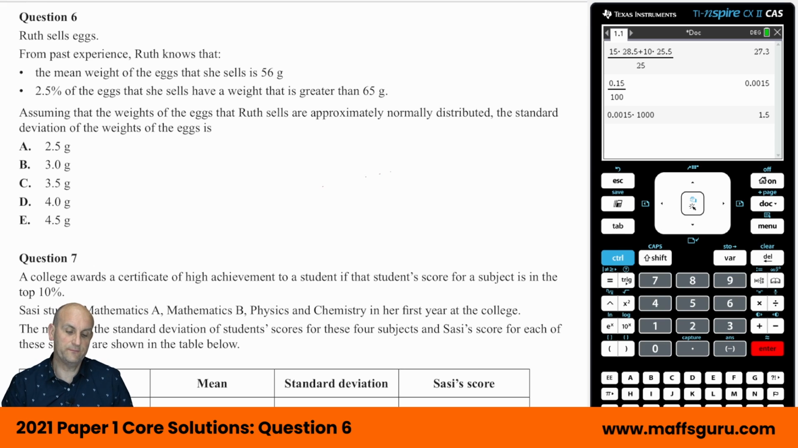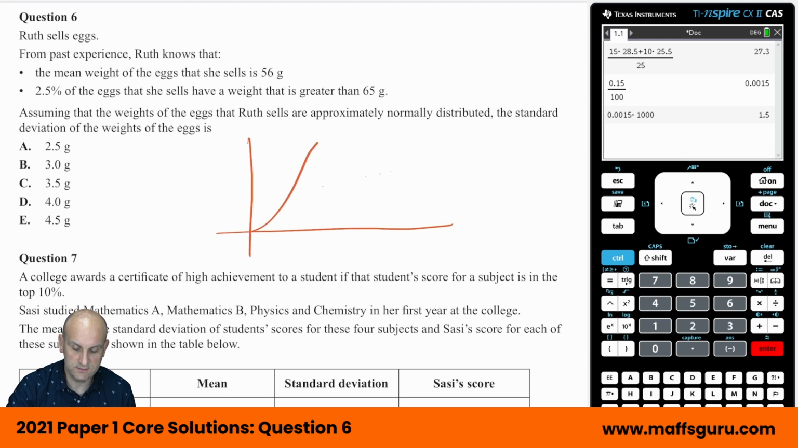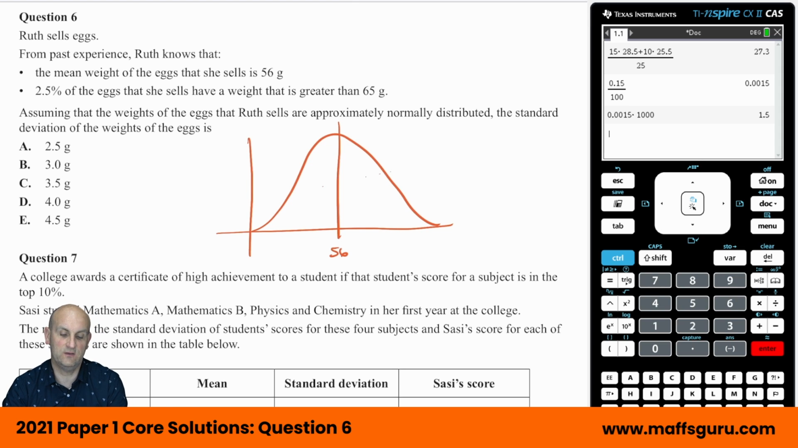Ruth sells eggs. From past experience, Ruth knows that the mean weight of the eggs she sells is 56 grams. All right, again, this is another normally distributed question. So there's my normal curve. What have I got here? Mean weight is 56. 2.5% of the eggs that she sells have a weight that is greater than 65.